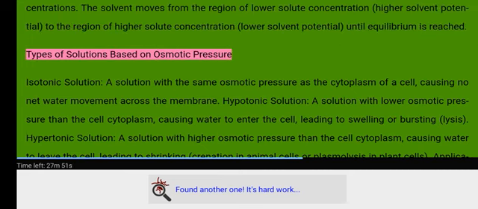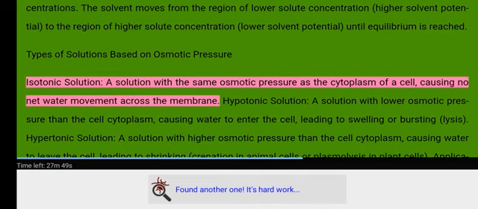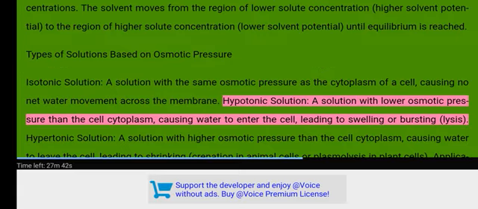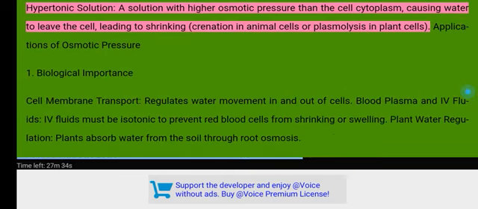Types of solutions based on osmotic pressure. Isotonic solution: a solution with the same osmotic pressure as the cytoplasm of a cell, causing no net water movement across the membrane. Hypotonic solution: a solution with lower osmotic pressure than the cell cytoplasm, causing water to enter the cell, leading to swelling or bursting (lysis). Hypertonic solution: a solution with higher osmotic pressure than the cell cytoplasm, causing water to leave the cell, leading to shrinking (crenation) in animal cells or plasmolysis in plant cells.